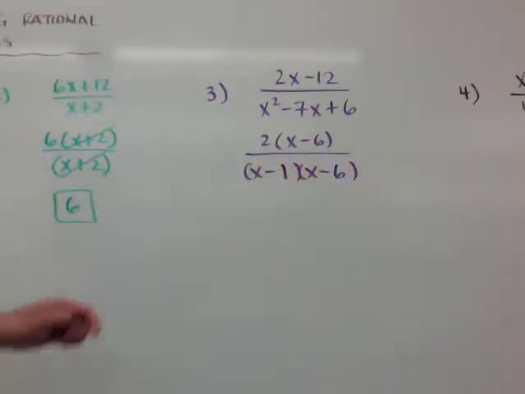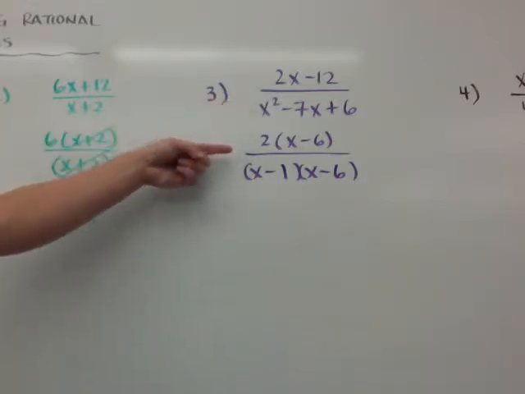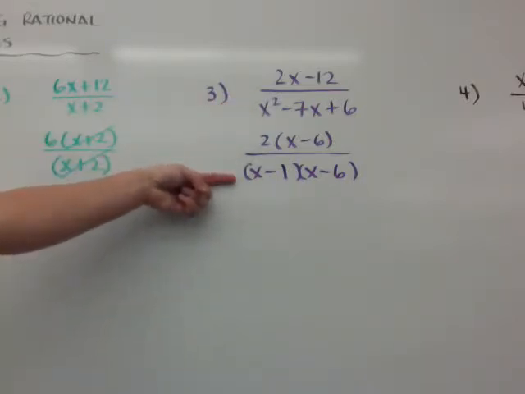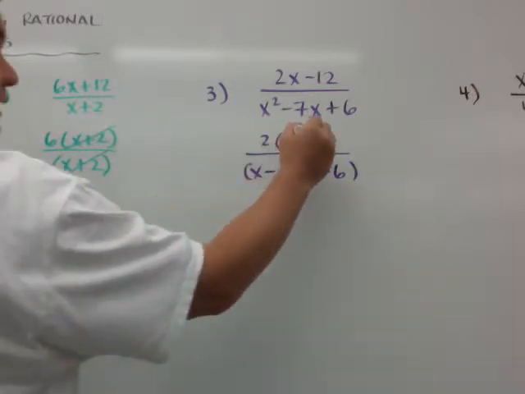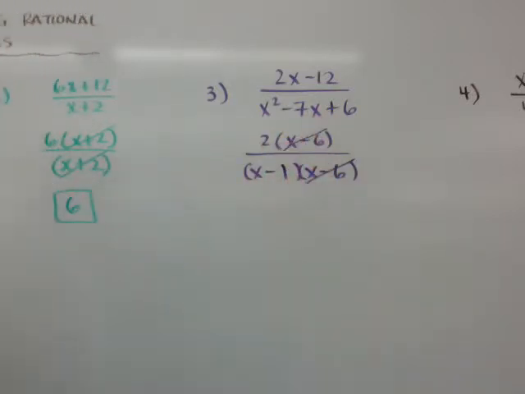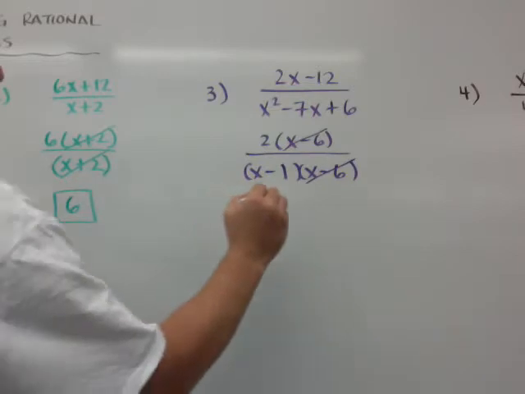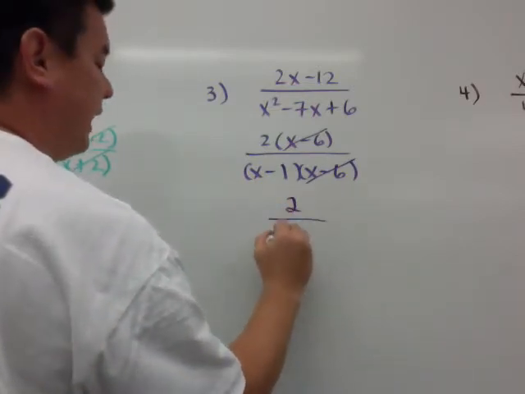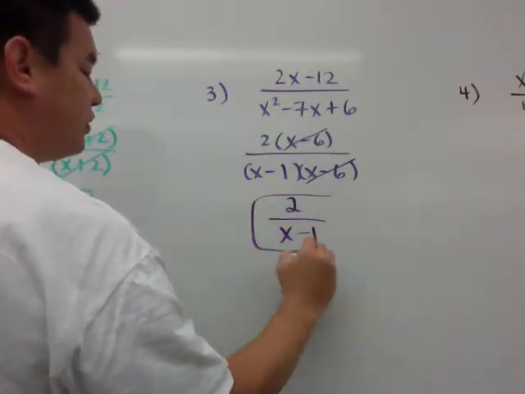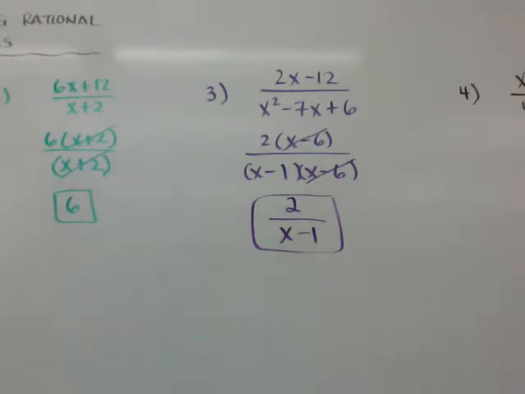So I factor this down to this, x minus 1 times x minus 6. And now you can see that this cancels off to 1. And I'm left with 2 over x minus 1. And in your answer, you can actually drop off the parentheses.